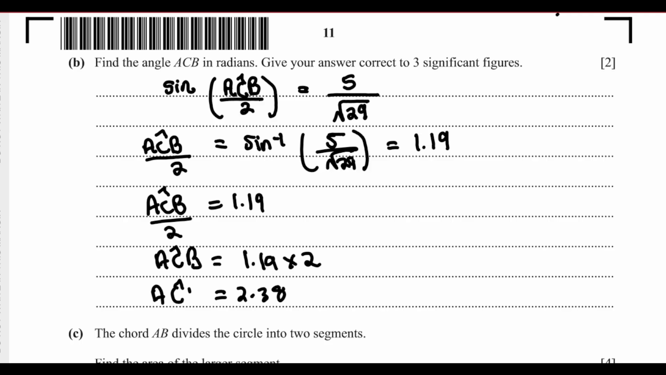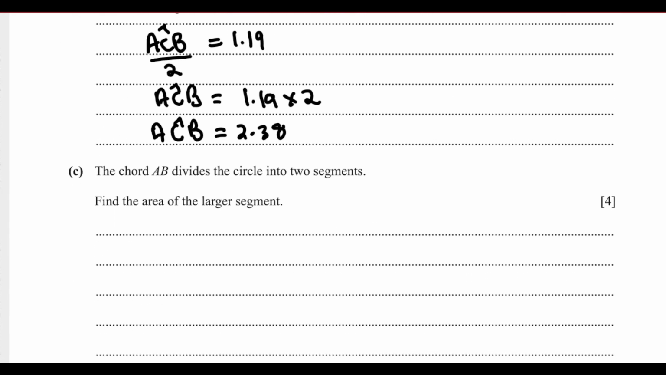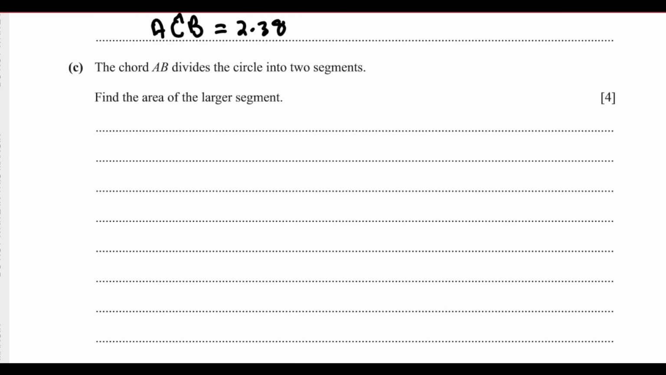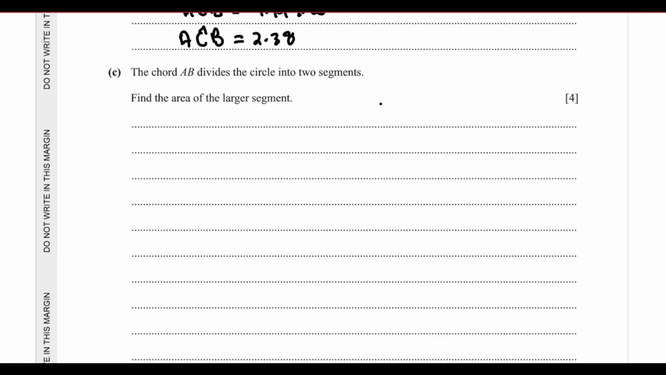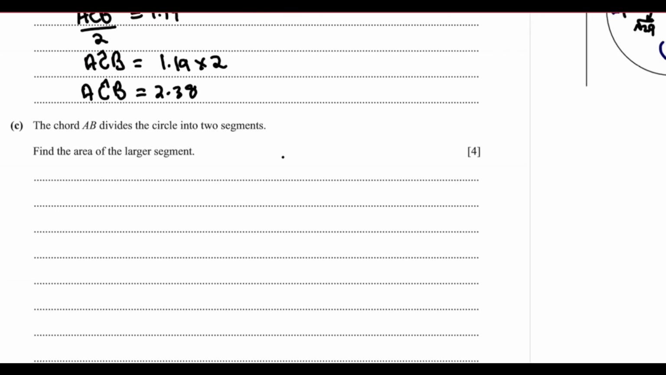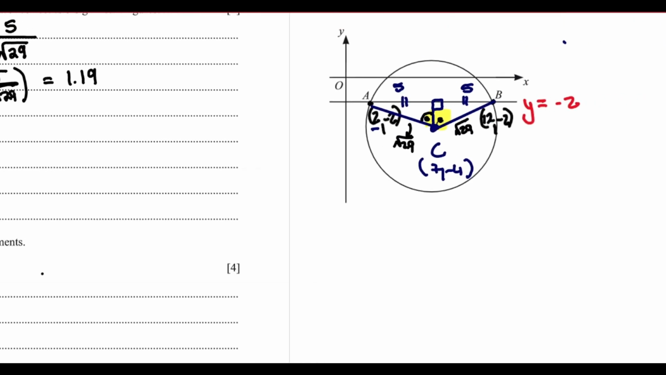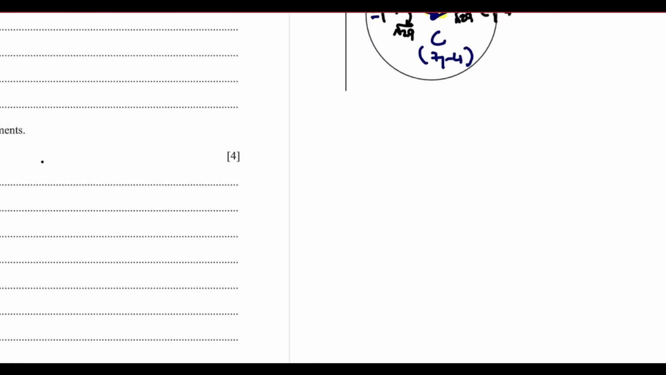And that's in radians, and we have our 3 significant figures. Next up, the chord AB divides the circle into 2 segments. Find the area of the larger segment. Now it's important to not get confused between a sector and a segment.